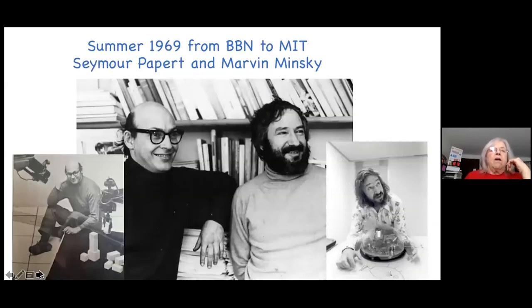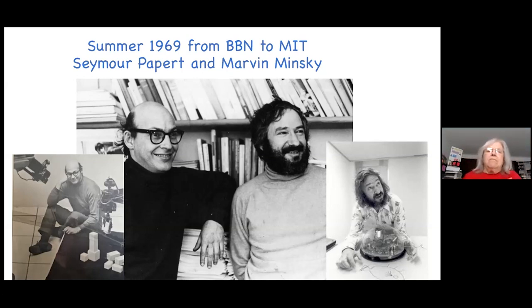So in 1969, at the end of that year of teaching the seventh graders, two things came about. Seymour felt we needed a more concrete plaything for the children, and that's how turtles came about. Turtles were either on the floor or on a display screen, and they obeyed fundamental commands: forward, back, left, right. And they had pens which they could raise and lower.